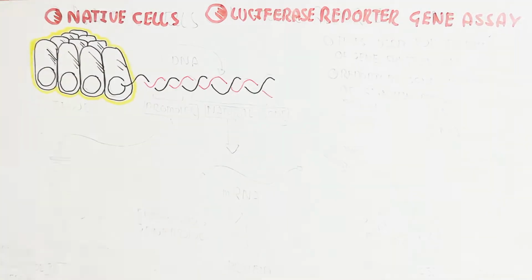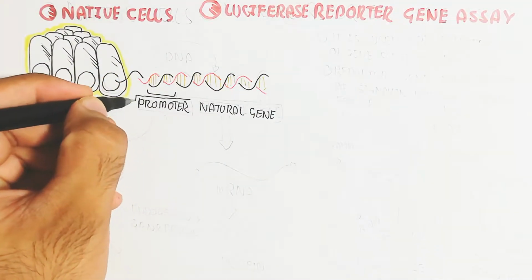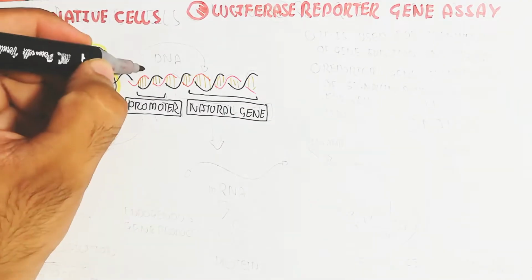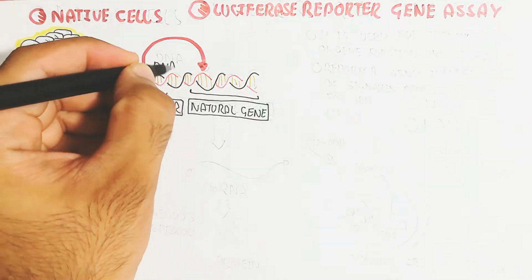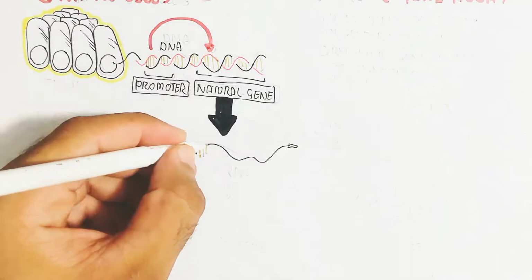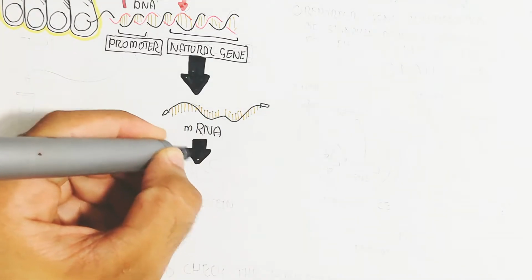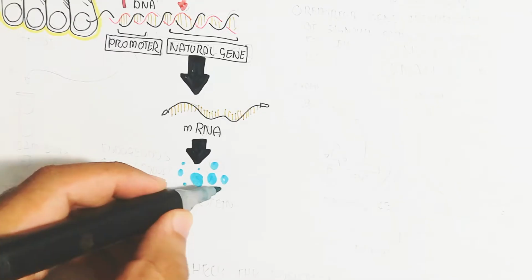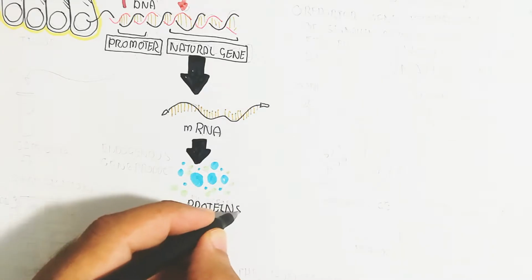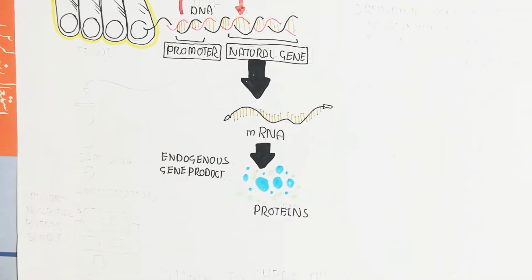Let's begin to understand. This is the native cell, that is a normal person's cell, which contains a promoter and a natural gene. The promoter is responsible for activating the natural gene to produce messenger RNA, which is known as transcription. The messenger RNA will go into the cytoplasm and bind with the ribosome to produce protein, which is known as translation. This protein becomes functional after modification in the endoplasmic reticulum and Golgi bodies, and this is the endogenous gene product.